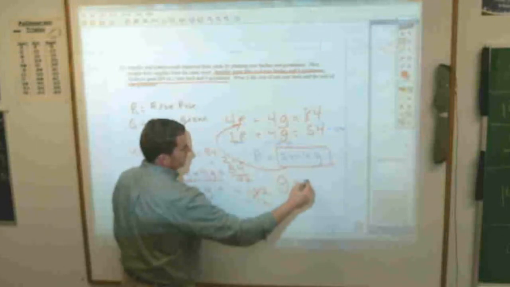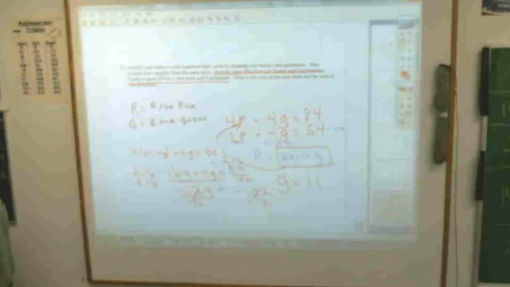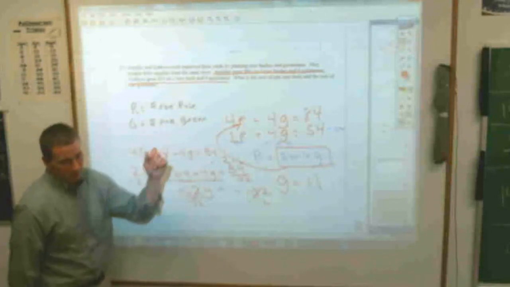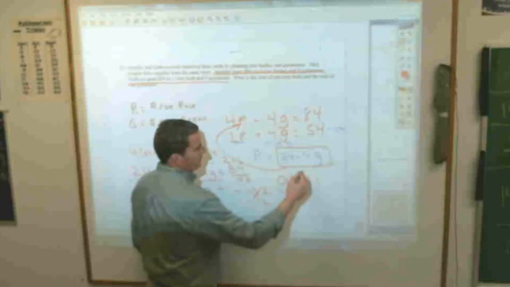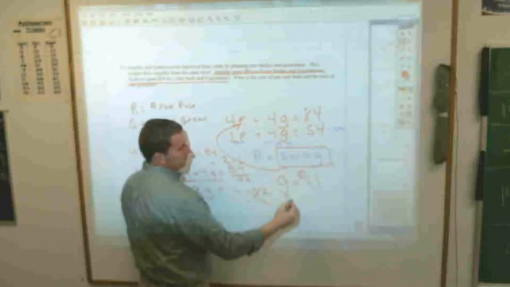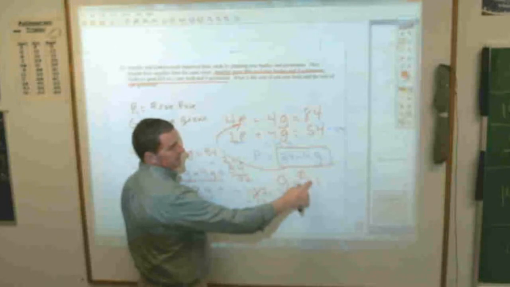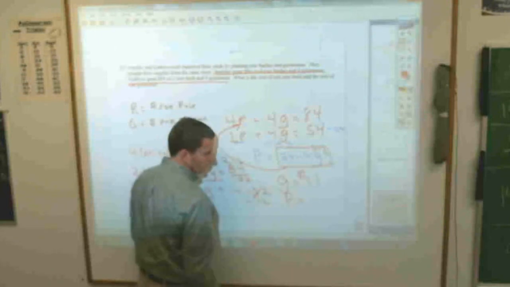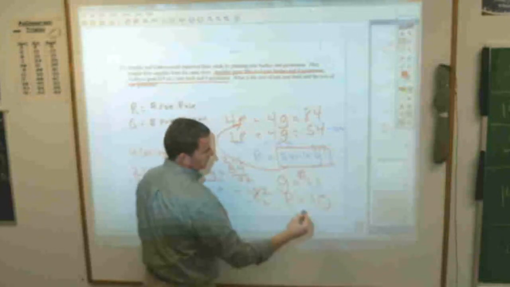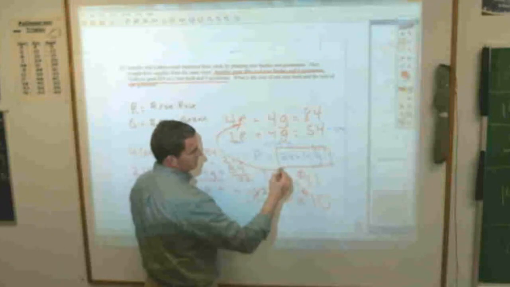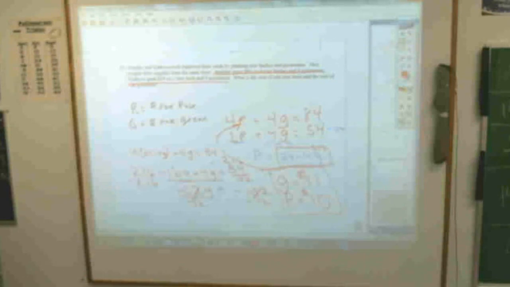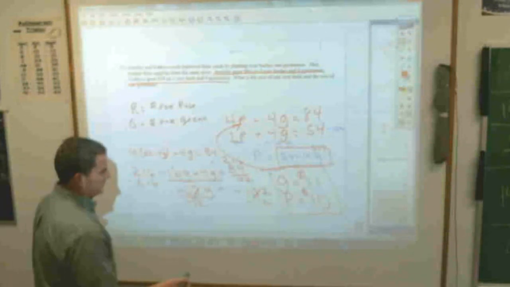G equals 11. And the reason you define your variables is so that you can go back and see what the letter G actually stands for. G stands for how much a geranium costs. A geranium costs $11. A rose bush, you're going to plug the $11 into this. 4 times 11 is 44. 54 minus 44 is 10. A rose bush costs $10.